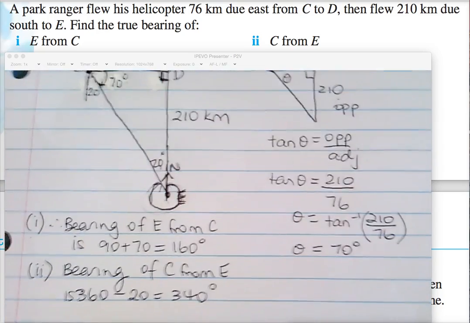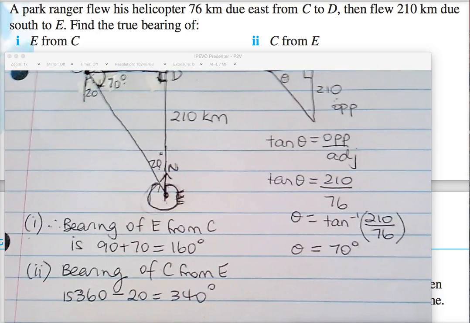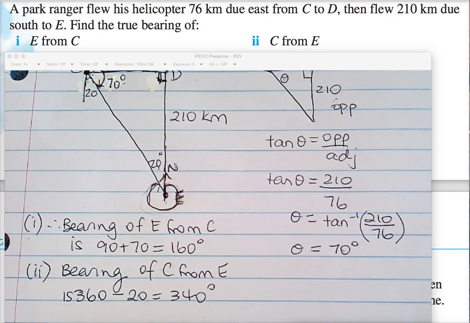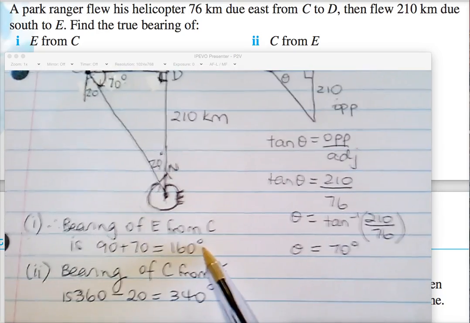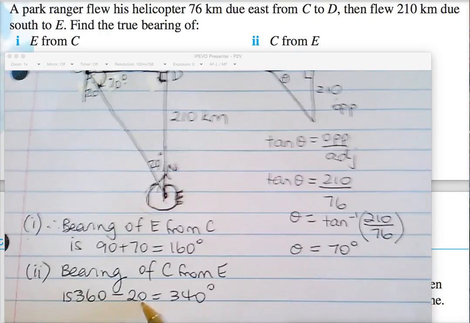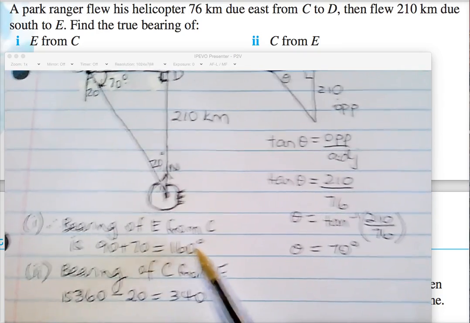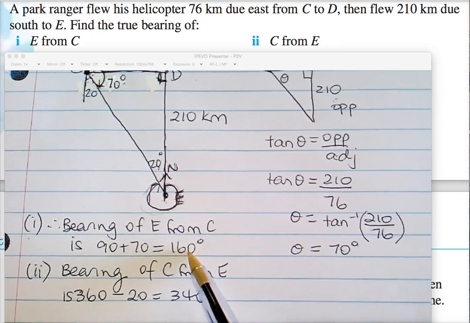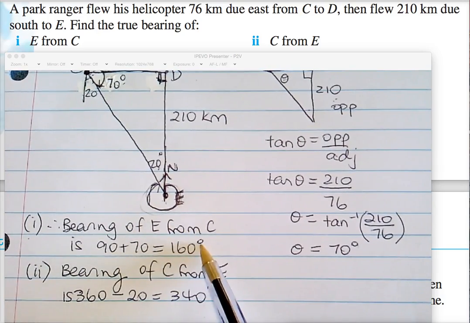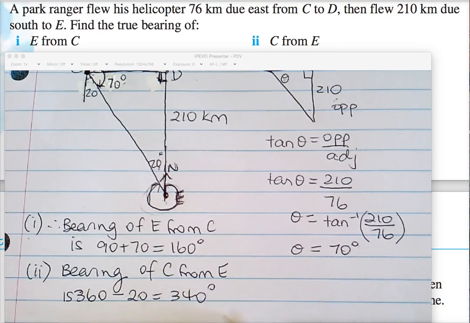Now, look at 160 and 340. What's the difference between them? How many degrees? What's 340 minus 160? 180. I'm trying to give you the trick. When you work out the bearing of E from C and you get 160, let's say you can do that one, but you don't know how to do the other one. The difference is 180 degrees. You either add 180 or subtract 180 to that answer. If I subtract 180 from 160, I get negative 20. You can't get a negative. So you add 180 to it and you get 340. So if the bearing of E from C is 160, then the bearing of C from E is 340. It's 180 degrees different to that first one.